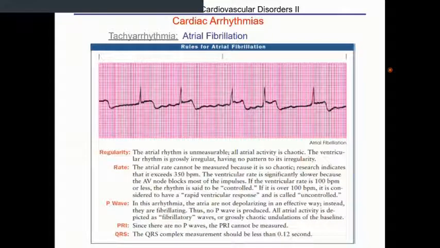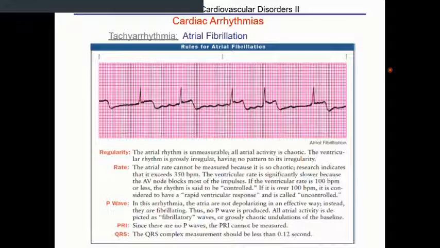So this is how it looks in your ECG tracing in terms of your AF, atrial fibrillation. The atrial rhythm is unmeasurable. All atrial activity is chaotic. It seems like nothing, you can't understand what is happening in the atria. The ventricular rhythm is grossly irregular, having no pattern to its irregularity. The atrial rate cannot be measured because it is so chaotic. However, usually it can exceed 350 beats per minute. The ventricular rate is significantly slower because the AV node blocks most of the impulses.